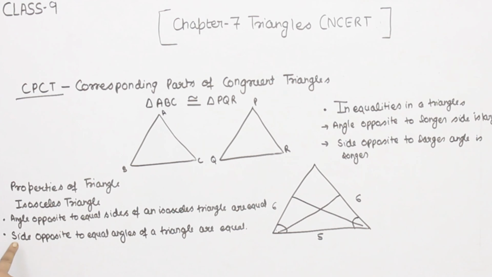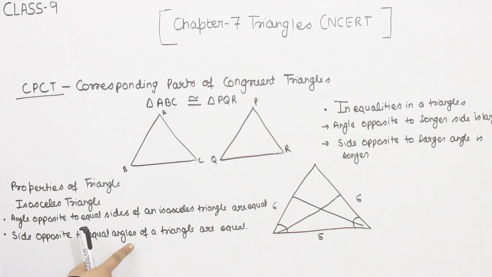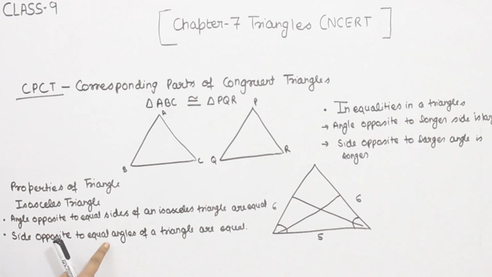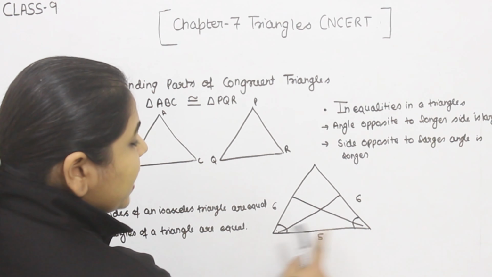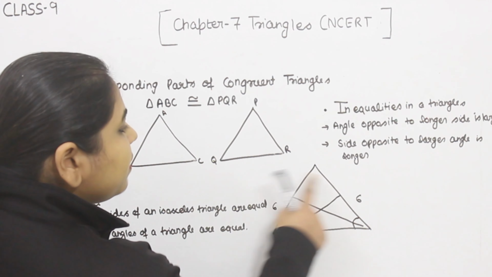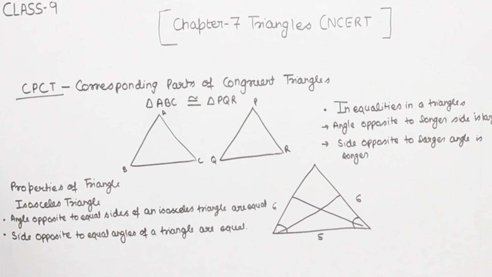Now comes the next one: sides opposite to equal angles. This one is opposite to this one. Sides opposite to equal angles. If these two angles are equal, then the sides opposite to them will also be equal.